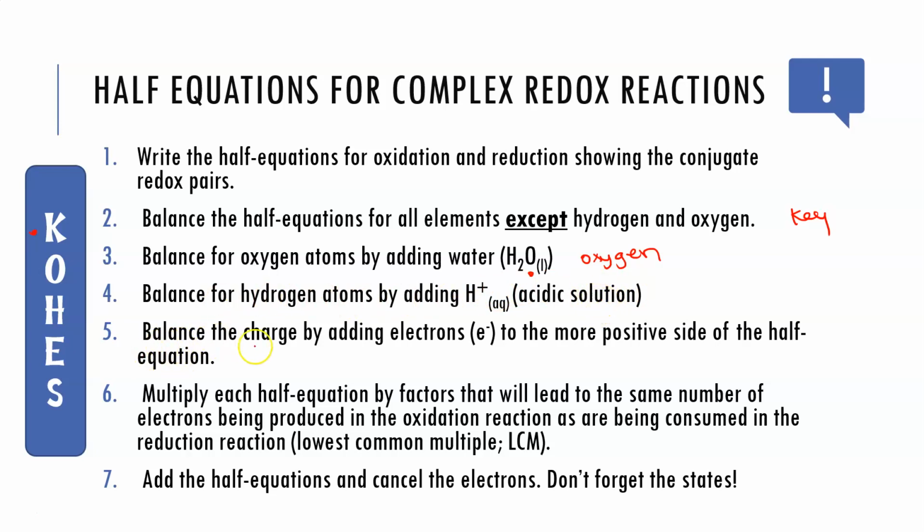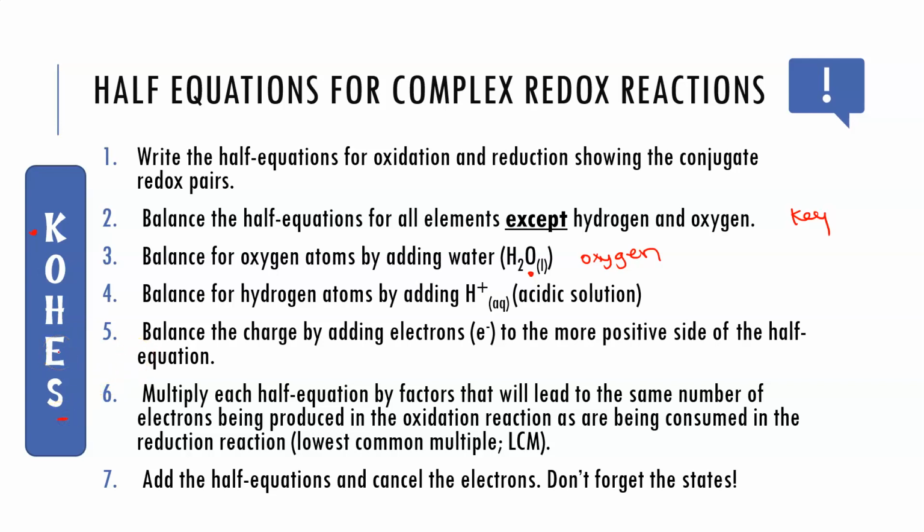Then we balance the charge by adding electrons. We multiply each half equation by factors so that we get the same number of electrons for each half equation, bring the two half equations together and cancel the electrons for our final balanced equation. And don't forget states. Our S is for states.